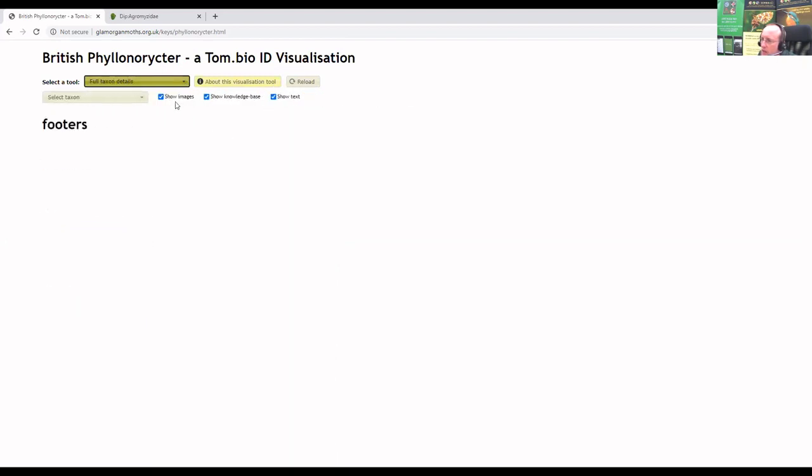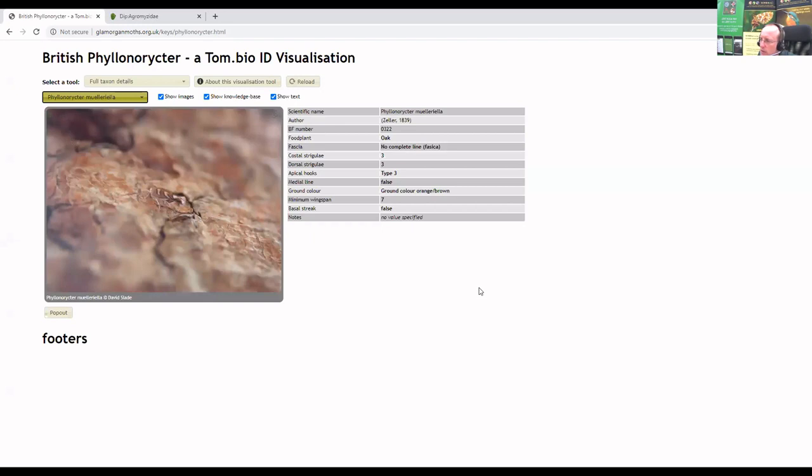key. You can also get the full details of species. Let's go in, Lanternella, or Muellerella. There you go. It gives you all of the information that's within this test data set, and if there's a photo, it will give you the photo. Okay. There you go, a little whistle-stop tour of my Phylloricta Tom Bio visualization key.